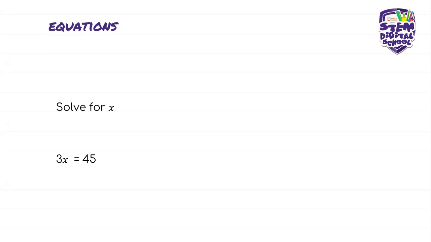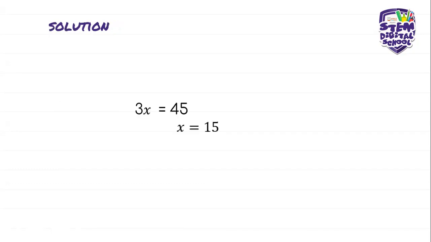Alternatively, you can divide both sides by 3. You divide the left-hand side by 3, and whatever you do on the left-hand side should also be done on the right-hand side. So if you divide 3x by 3, you also need to divide 45 by 3. And of course, this is how it goes. You will see that the value of x will be equal to 15.